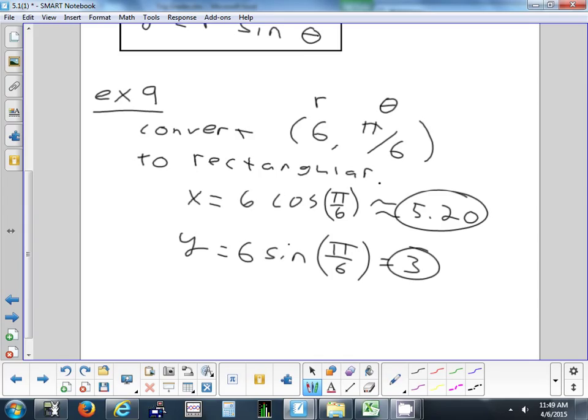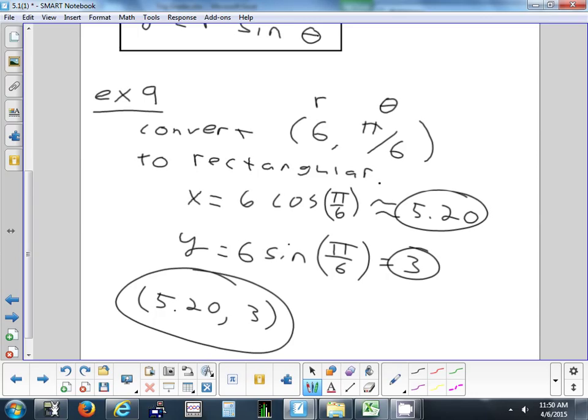Okay, so now write your coordinate. X, comma, y. So graphing 6 comma pi over 6 or graphing 5.2 comma 3, they should be exactly the same thing. Okay, any questions on how we got that?